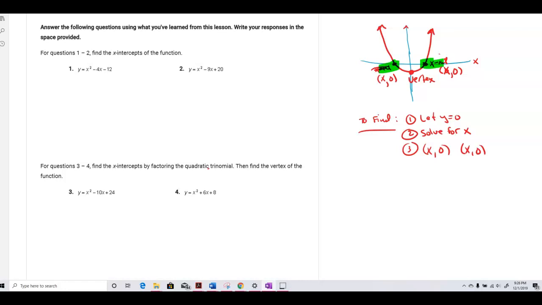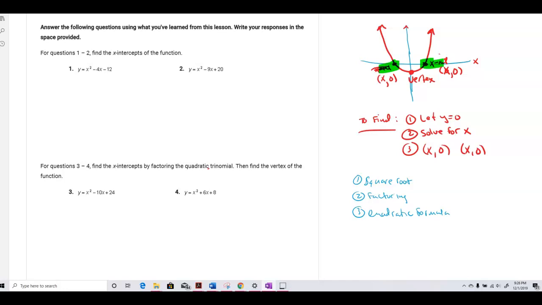So let's take a look here. Remember, there's three ways to solve a quadratic. One is the square root method. Number two is the factoring method. And number three would be the quadratic formula. And you might have to go back and look at your notes from each of these to help you.